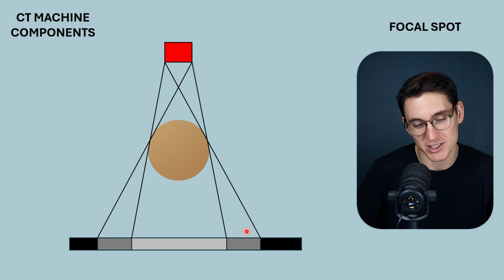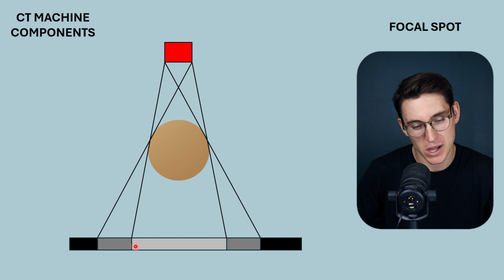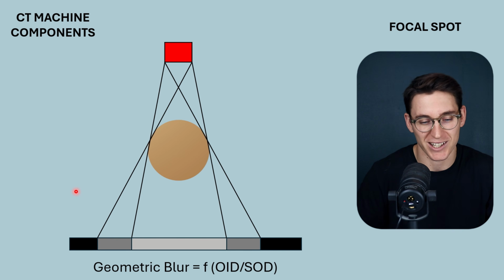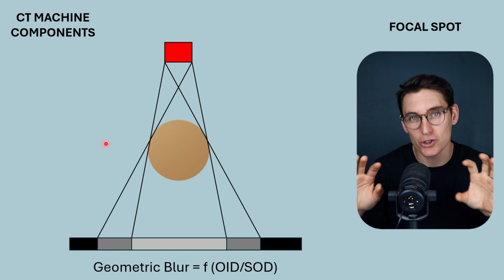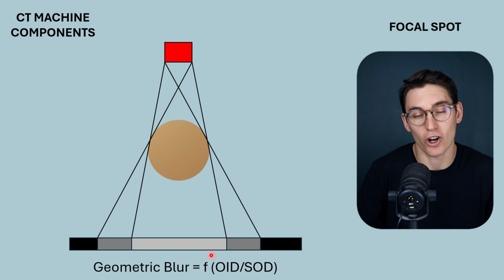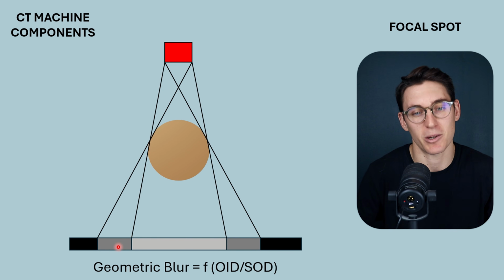We get what's known as a penumbra, a double shadow here, where we've got the main shadow being formed by the patient here, and then we've got this blurring at the edges of our anatomy. This blurring is known as a penumbra. It's what's known as geometric blur or geometric unsharpness. And we can see that geometric blur, which reduces spatial resolution, is a function of the focal spot size. The larger the focal spot size, the more geometric blur we get, the larger this penumbra is.